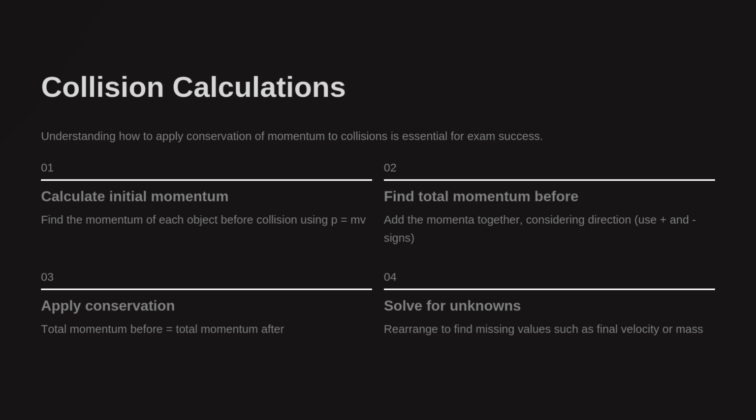Now, explosions and collisions, how do we spot them? Momentum conservation applies to both collisions, where objects hit each other, and explosions, where one object splits into parts. Now remember, if an object explodes at rest, the pieces move off in opposite directions, so the total momentum actually remains the same.